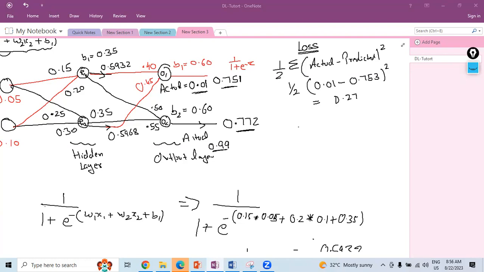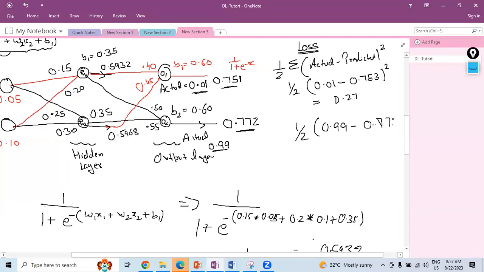Please calculate the loss for the O2 as well. It will be the same, 1/2 actual minus predicted. Actual is 0.99, predicted is 0.772 square, and it will become 0.0. Please calculate these things and let me know if you are able to get the same output or not.